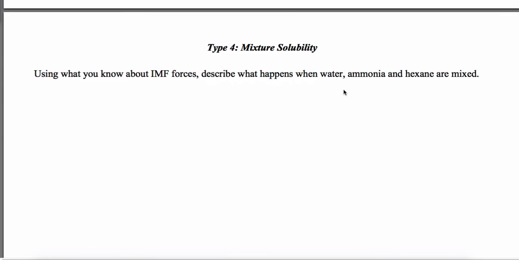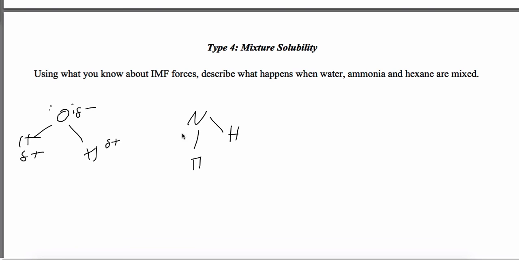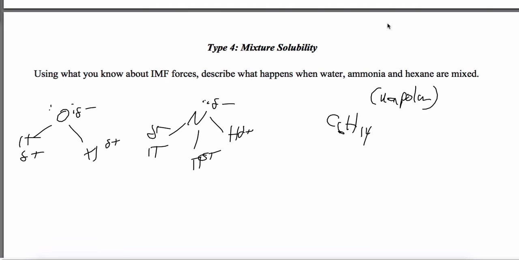Okay, last one. Describe what happens when we mix water, okay, so we know that water is this, ammonia, and hexane. I'm just going to do C6H14 for hexane. But it's nonpolar, we know, because it's only got those C-H bonds, and we know that that's a nonpolar bond. So there are no dipoles there. So what's going to happen?